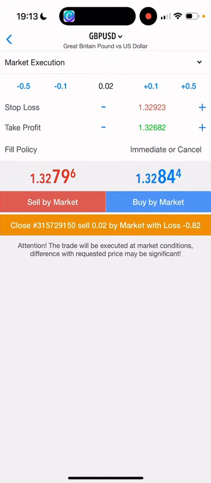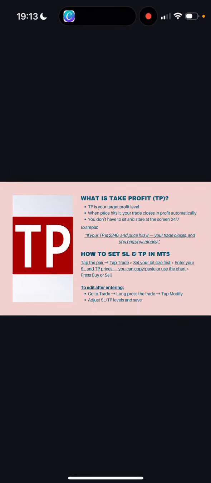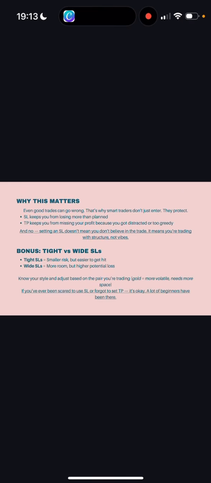So let's say you want to close the trade normally. Tap on it, tap on close, and then close the trade. So pretty straightforward, I know. Now, let us go. Why does this matter?